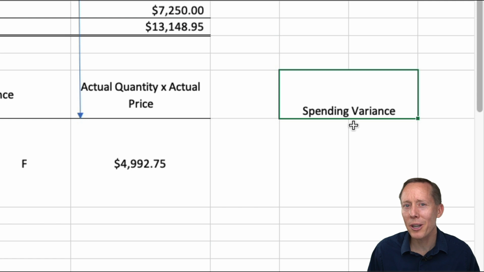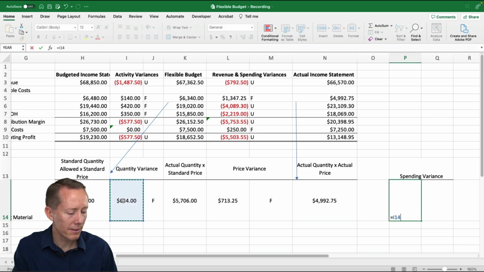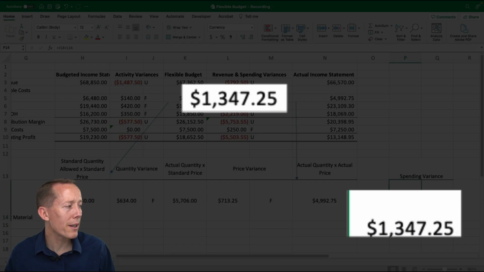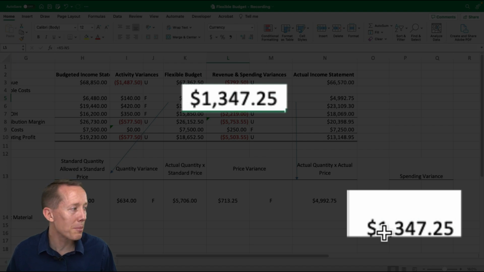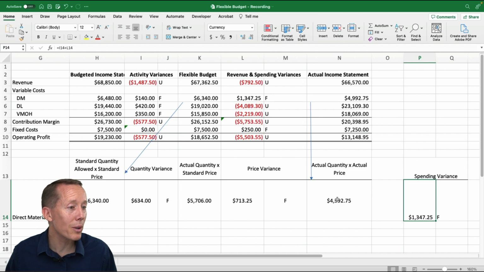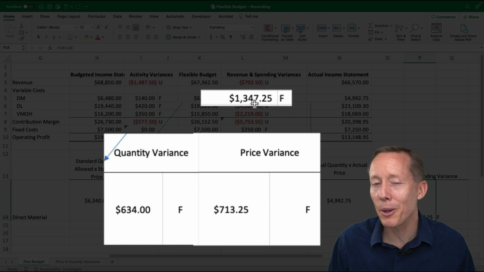Let's go ahead and double check to make sure that is the case. Okay, so we get a positive $1,347.25, and indeed that is our direct material spending variance. All right, so that is how we can take this spending variance for material and break it down into a price and a quantity component.